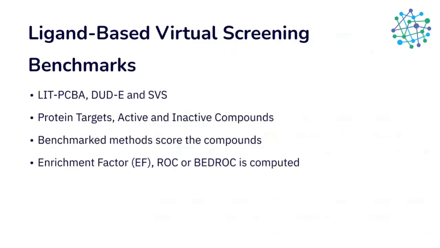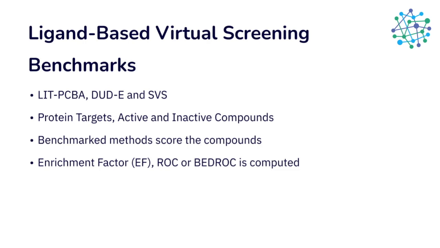And now let's move on to these ligand-based virtual screening benchmarks we performed. We have stuck with the most established ones, such as LitPCBA, DUD-E, and sidechain virtual screenings. These are benchmarks assembled from protein targets and sets of active and inactive compounds. Usually the activities are experimentally measured, and usually the protein targets also have a crystallographic X-ray structure with ligands, to have a proper interpretability of what is the ground truth.